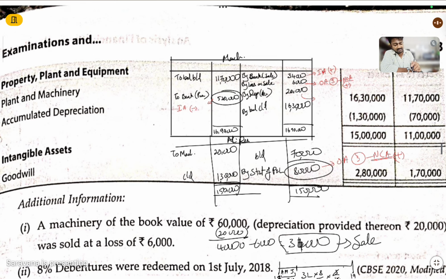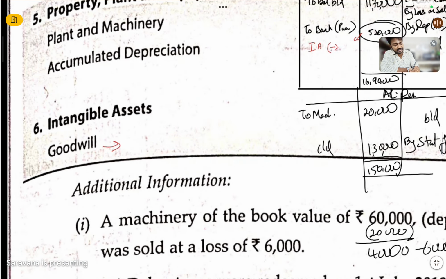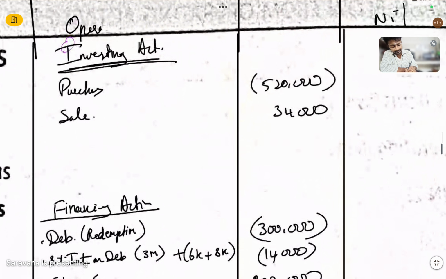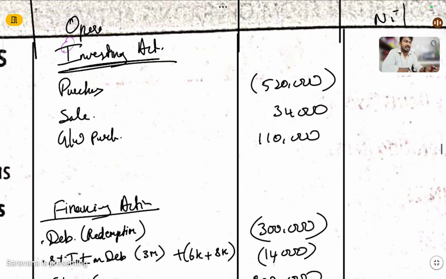Another purchase. Okay? So what is the effect? Investment activity, minus. Why minus? Because it is a purchase. Goodwill purchase, how much? 1,10,000. Correct. Wrong. Minus. It is a purchase, no? Minus. Whenever we do a purchase, it's a cash outflow. Cash outflow means we should do subtraction. Okay, only sale. Okay, to remember, these two things are there.